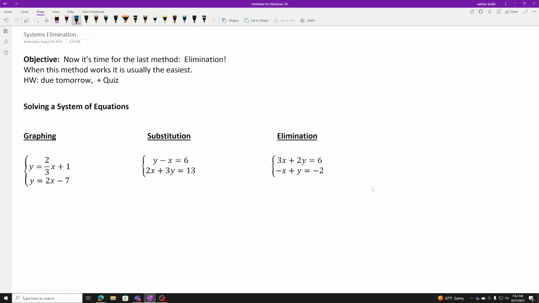So the whole basis of elimination is we are going to take these two equations, combine them, and turn them into one equation. And you can use either addition or subtraction. And what you want is one variable to eliminate.